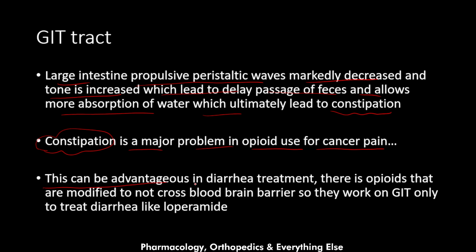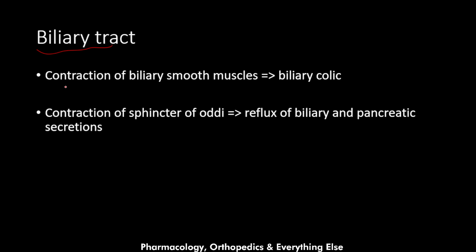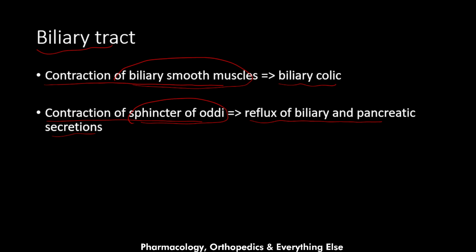This can be advantageous in diarrhea treatment. There are opioids that are modified to not cross the blood-brain barrier, so they work on the GIT only to treat diarrhea, like loperamide. Regarding the biliary tract, there is contraction of biliary smooth muscles, which gives us biliary colic, and contraction of the sphincter of Oddi leads to reflux of the biliary and pancreatic secretions. So both the biliary smooth muscles would contract and the sphincter will also contract, and this would lead to entrapping the biliary and pancreatic secretions inside.